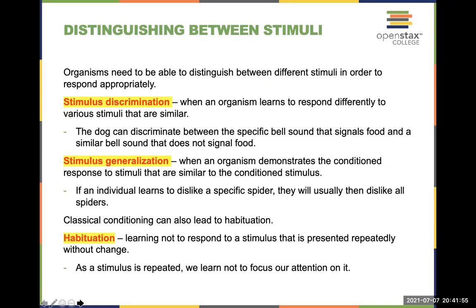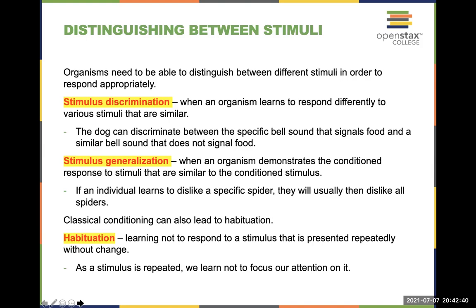All right. Now, there's another thing in classical conditioning. Sorry, I keep misspeaking. There are several things on this page, right? So we have stimulus discrimination, stimulus generalization, and then habituation. These are all also important in being able to distinguish between stimuli. Organisms need to be able to distinguish between different stimuli in order to respond appropriately, right? One aspect of that would be discrimination. This is when an organism learns to respond differently to various stimuli that are similar, right?